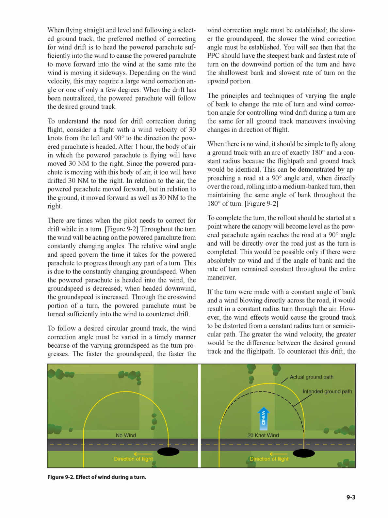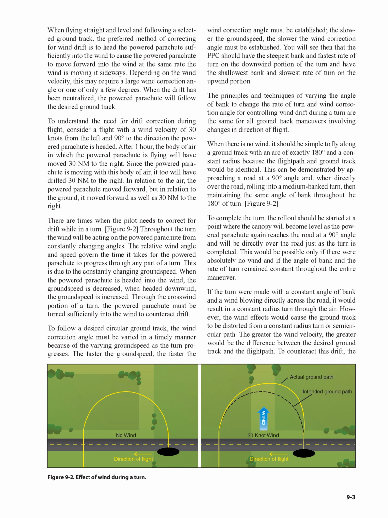To understand the need for drift correction during flight, consider a flight with a wind velocity of 30 knots from the left and 90 degrees to the direction the powered parachute is headed. After 1 hour, the body of air in which the powered parachute is flying will have moved 30 nautical miles to the right. Since the powered parachute is moving with this body of air, it too will have drifted 30 nautical miles to the right. In relation to the air, the powered parachute moved forward, but in relation to the ground, it moved forward as well as 30 nautical miles to the right.